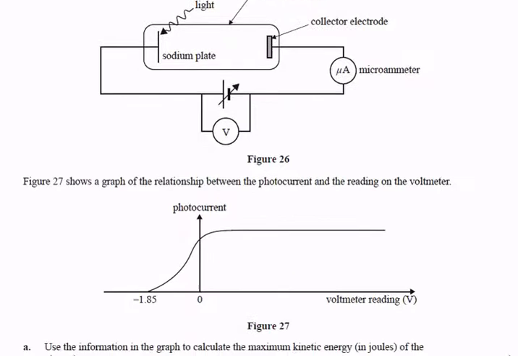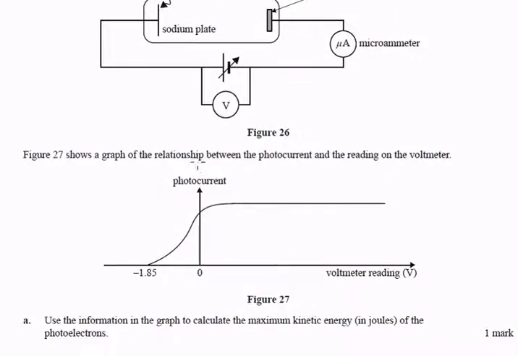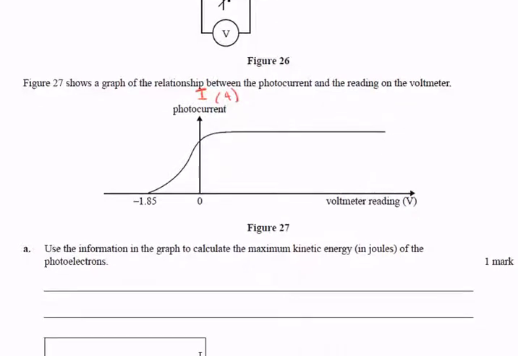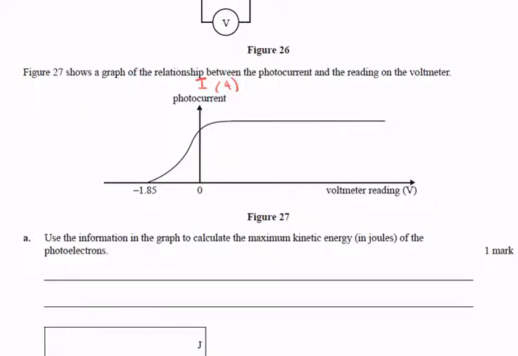Figure 27 shows a graph of the relationship between the photocurrent, the current here, I, which is in amps, and the reading on the voltmeter. Use the information to calculate the maximum kinetic energy in joules of the photoelectrons.